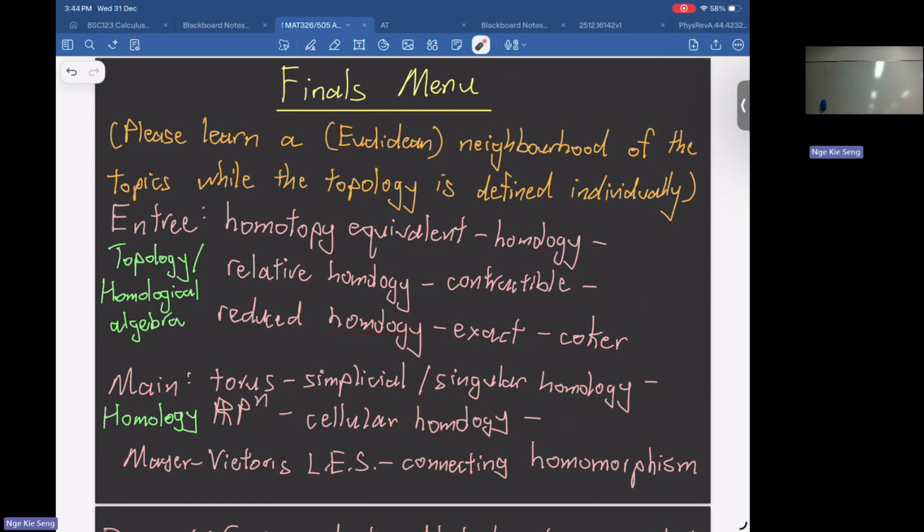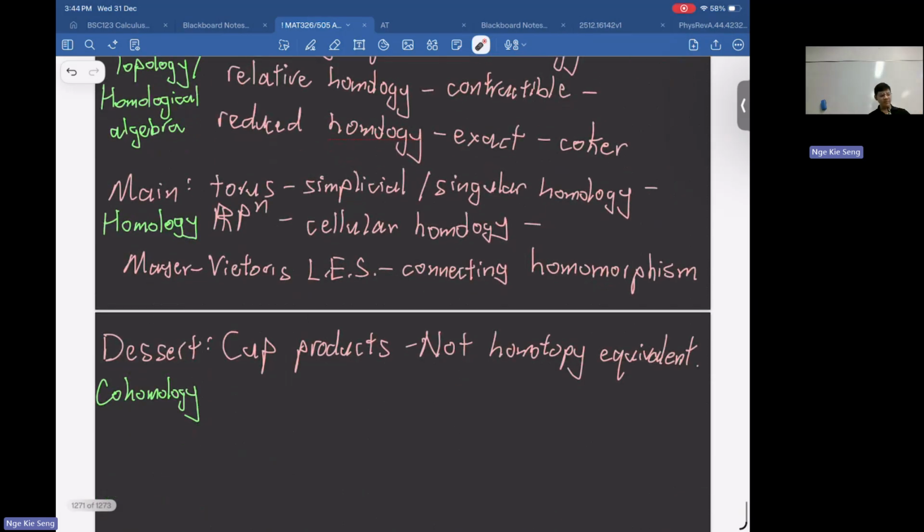Okay, let's go through first. Let's see how it goes, then we can comment more. So how about the homology part? I think most of it is homology. Okay, most of it is homology.